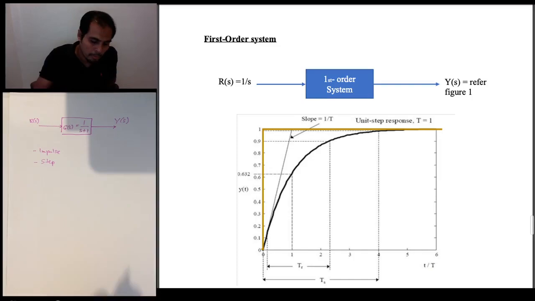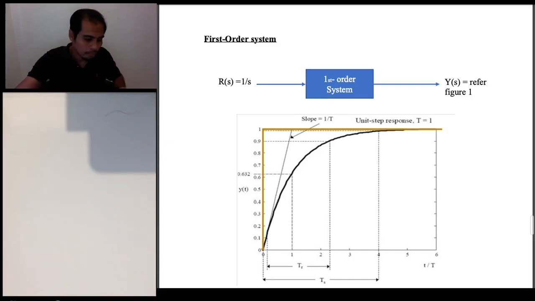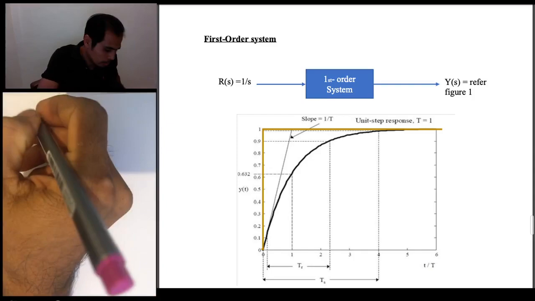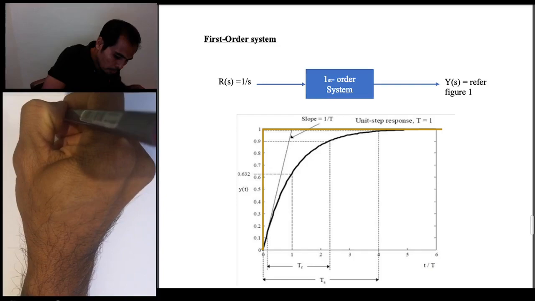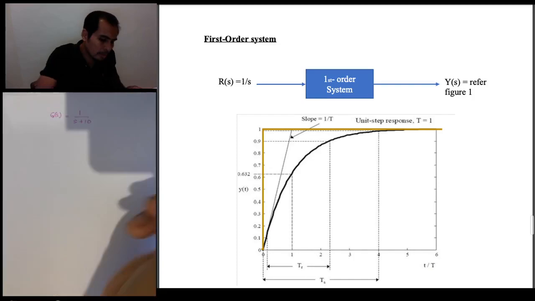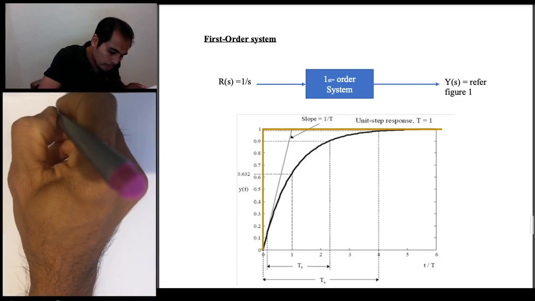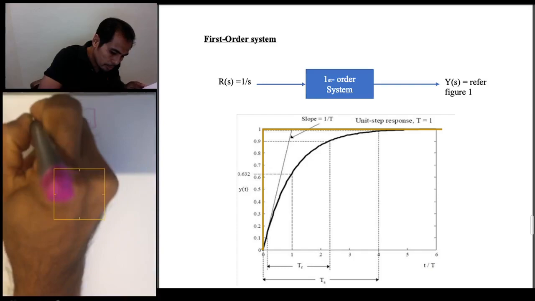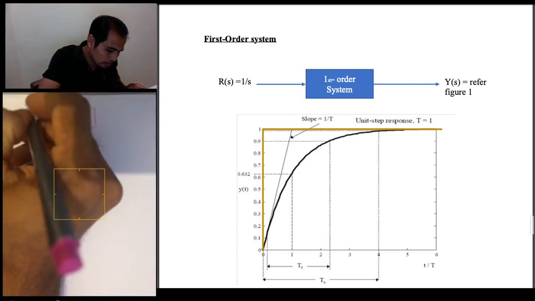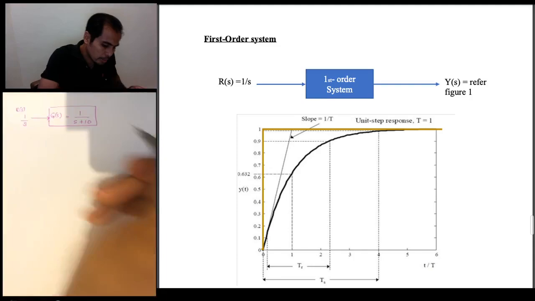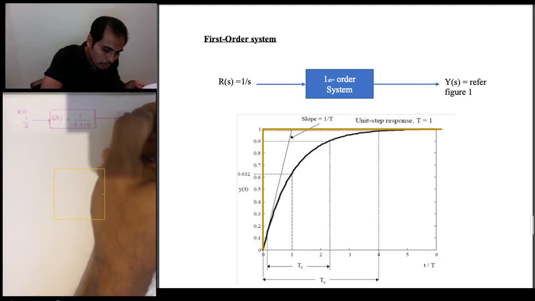Let's consider a first order system G(s) equals 1 over s plus 10. This is our system. Then we apply a step input to the system, which is this R(s). We apply 1 over s as the input, and then we need to see what the response of the output is.